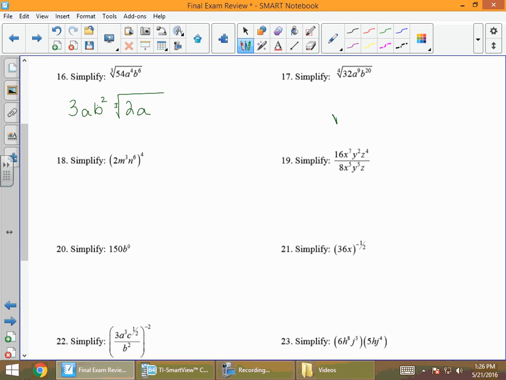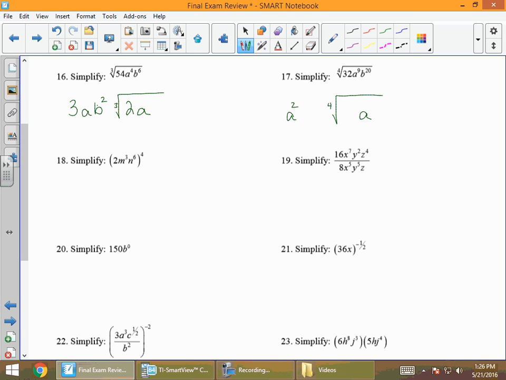Number 17, I have a fourth root. So 8 to the 9. How many groups of 4 could you take out? I could take out 2 groups of a, so a squared. That would be 8 of them. So there's 1 left inside.